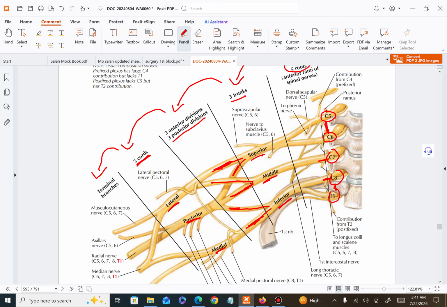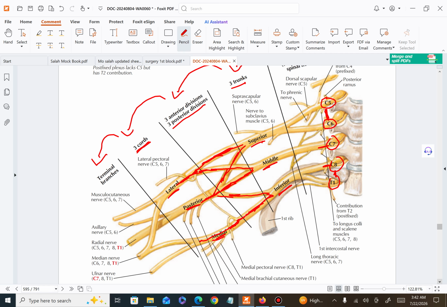The anterior division of the superior trunk and the anterior division of the middle trunk combine to form the lateral cord. Then the posterior divisions of the superior, middle, and inferior trunks, these three combine to form the posterior cord. Then the anterior division of the inferior trunk itself forms the medial cord. Then there are terminal branches of each cord.